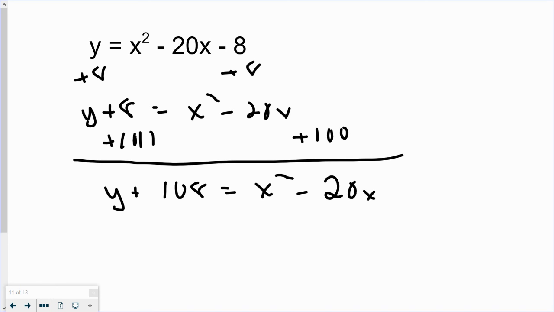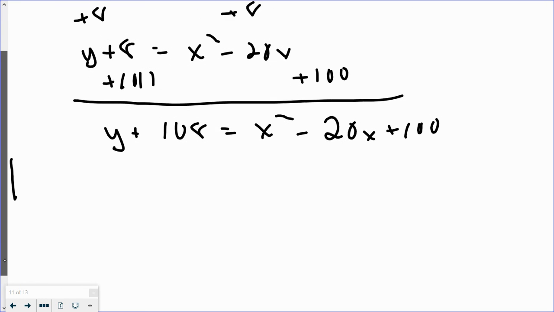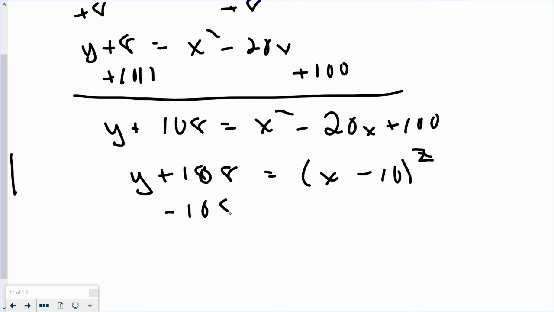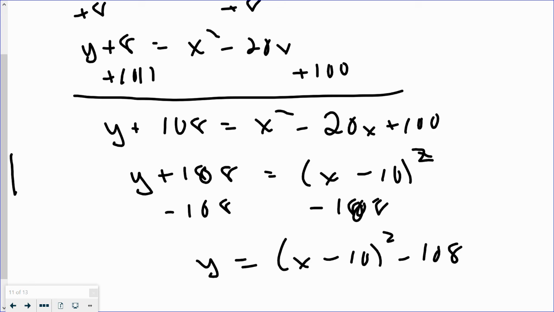I don't know why it appears to be hard for me to put that squared there. All right, now let's factor the right-hand side. And let's move the 108. There we go.